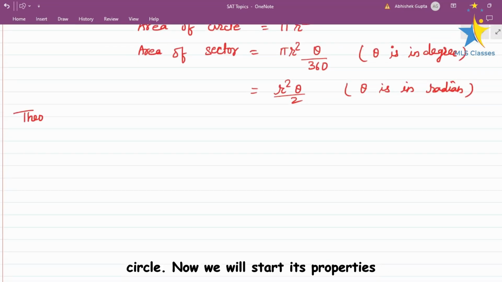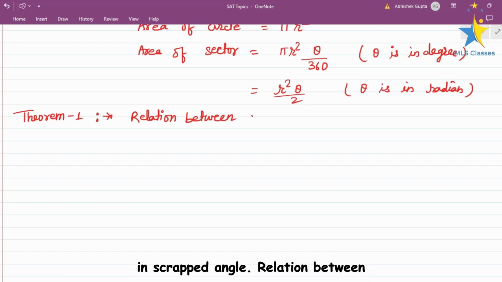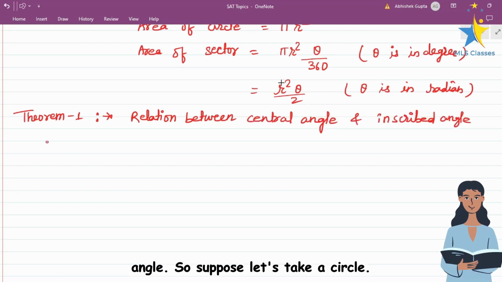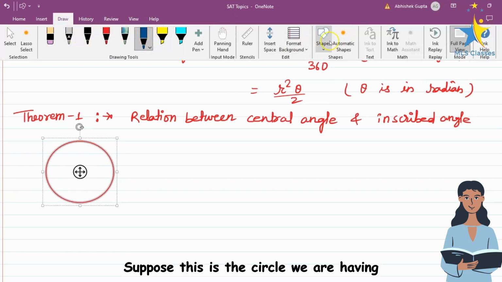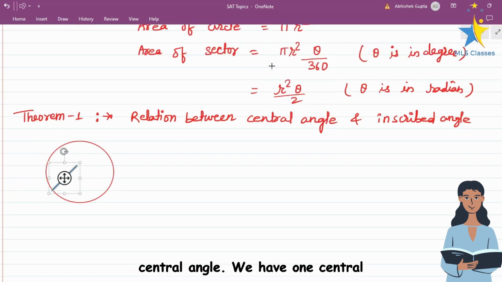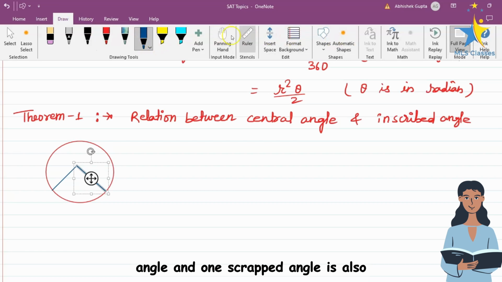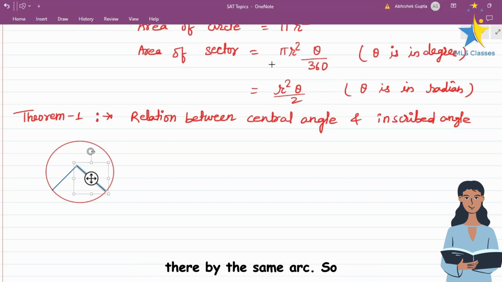Now we will start its properties and theorems. The first theorem we are going to discuss is about the central angle and inscribed angle, the relation between central angle and inscribed angle. So suppose, let's take a circle, in which this is the central angle, and one inscribed angle is also there by the same arc.